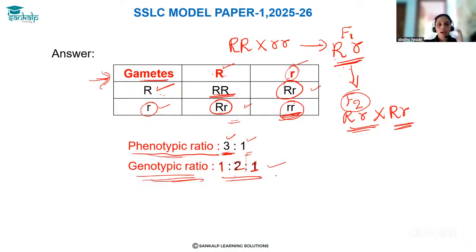This way we have to form the checkerboard, and on the basis of that checkerboard you have to write the phenotypic and genotypic ratios.